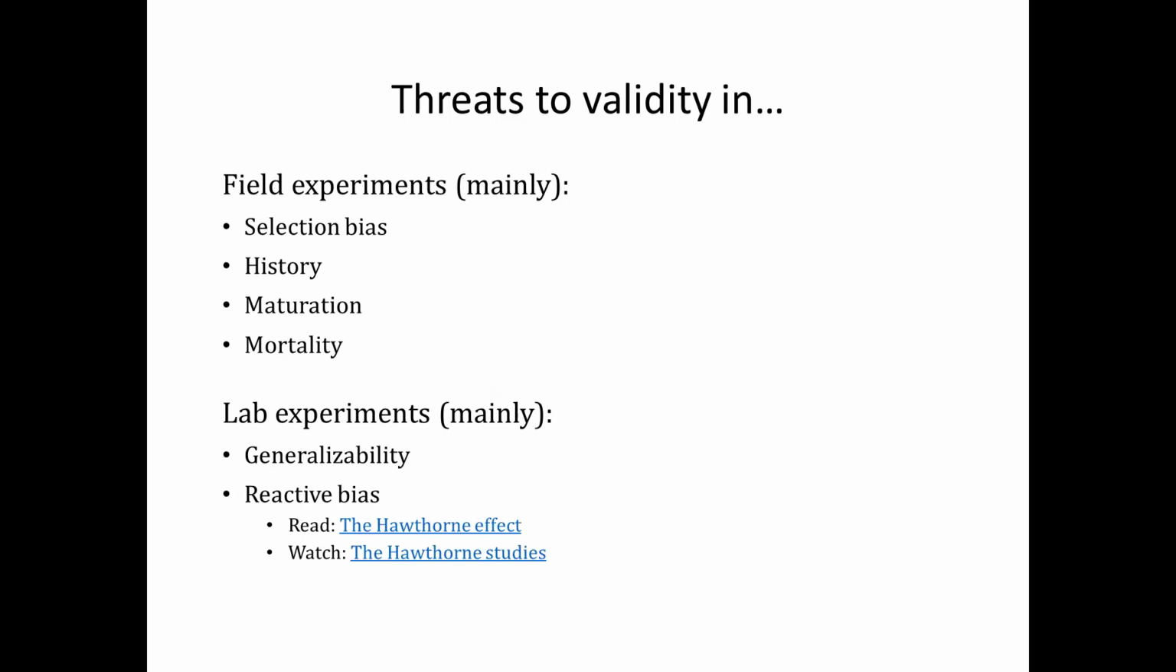Reactive bias, also known as the Hawthorne effect, refers to the fact that subjects who know that they are being studied are likely to react artificially. Hawthorne, in this case, refers to the Hawthorne Works factory in Illinois owned by Western Electric, where this effect was first studied almost 100 years ago. See the links below the video for an article about it and for a documentary about the phenomenon.